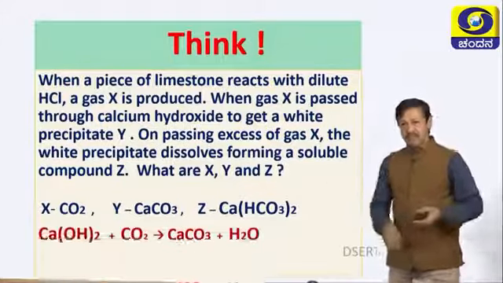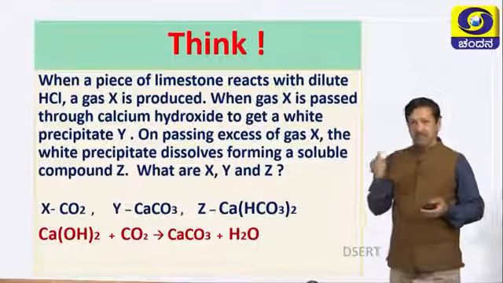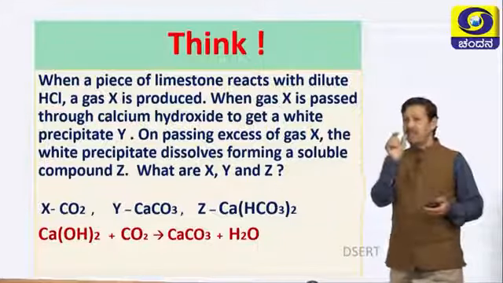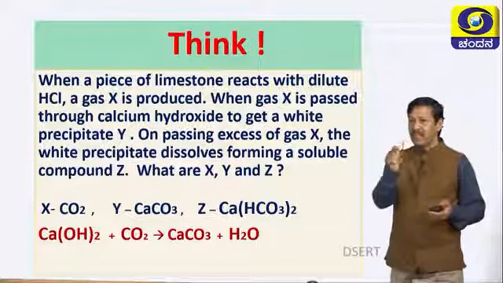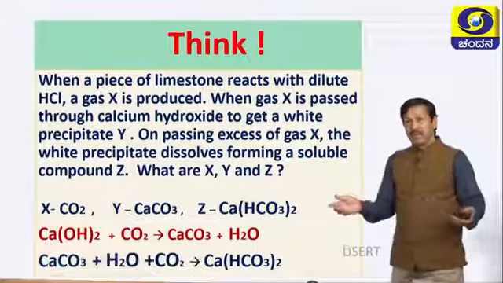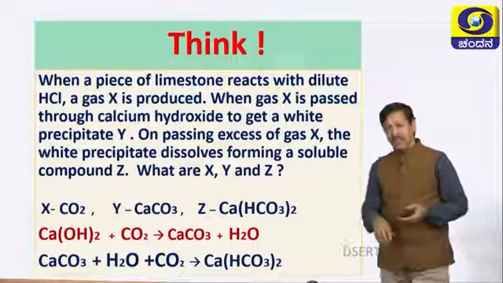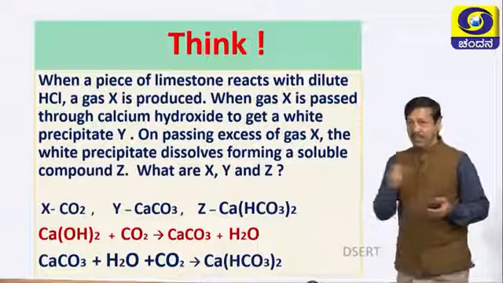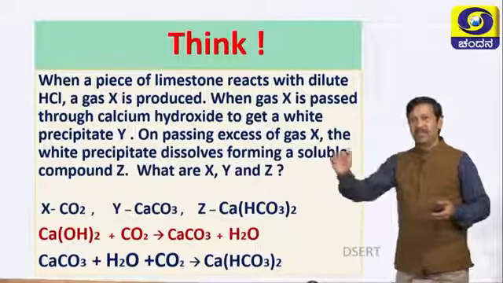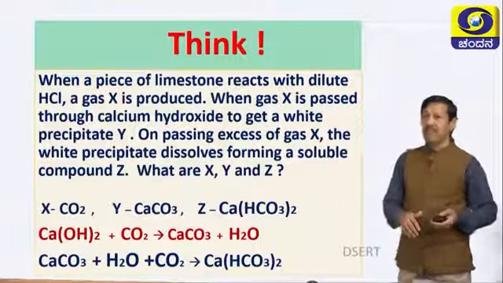This is the equation: Ca(OH)2 plus CO2 gives rise to CaCO3 plus H2O, which is milky white insoluble calcium carbonate. Now, the final equation: calcium carbonate further reacts with water and carbon dioxide, if the blowing is continued. Then you get calcium hydrogen carbonate.